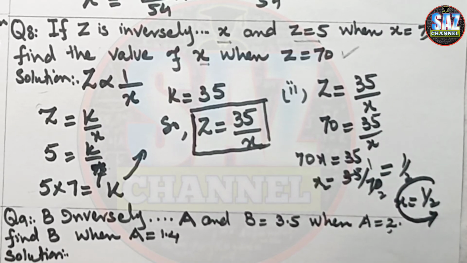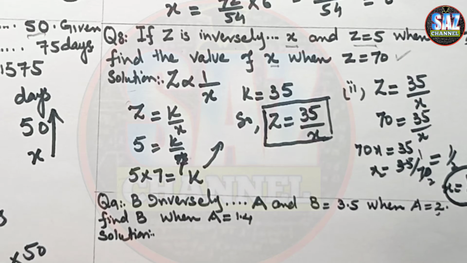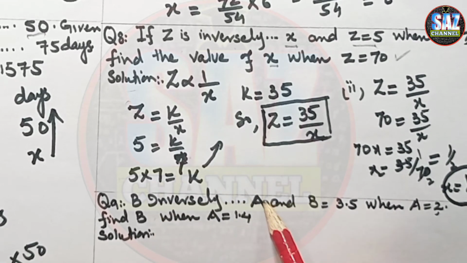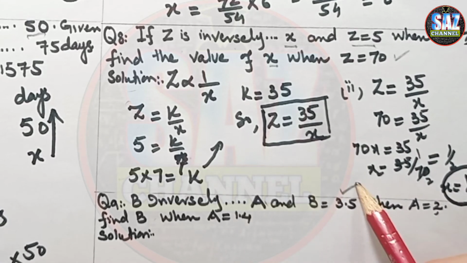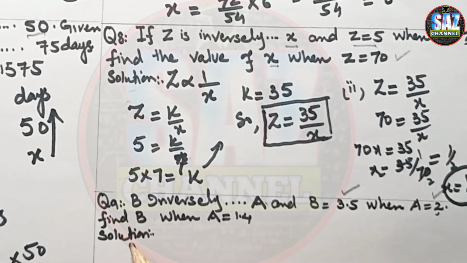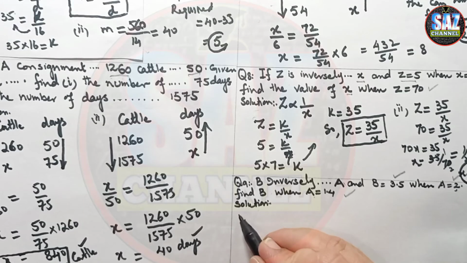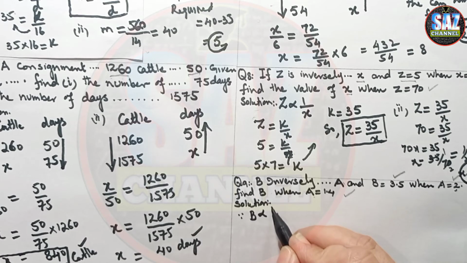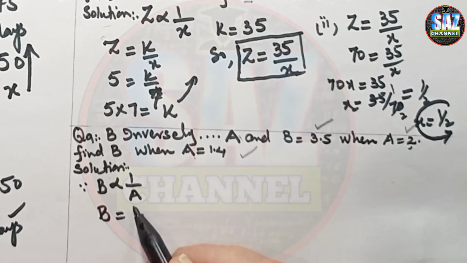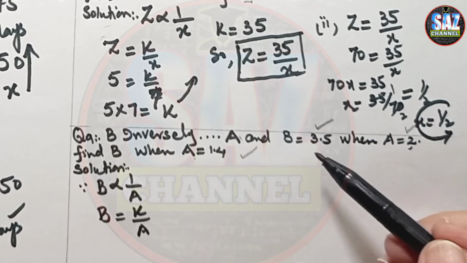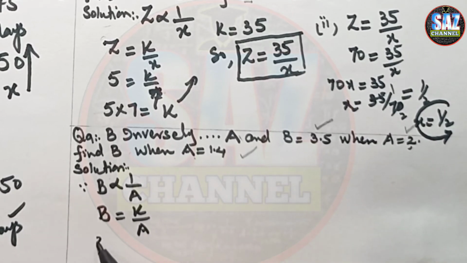Let's move to question number 9 and read the question first. Question says b is inversely proportional to a and b equals 3.5 when a equals 2. Find the value of b when a equals 1.4. For all such questions, first of all, we have to write the equation connecting the two variables which are in the question. Because b is inversely proportional to a, b equals k by a, and b has the value 3.5. So 3.5 equals k upon 2.